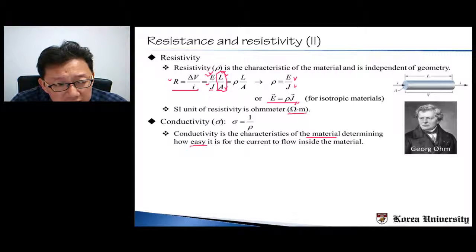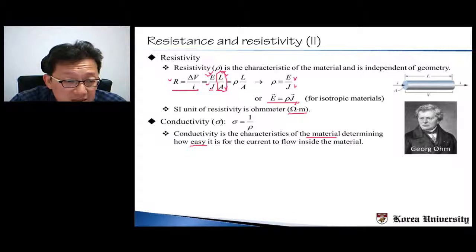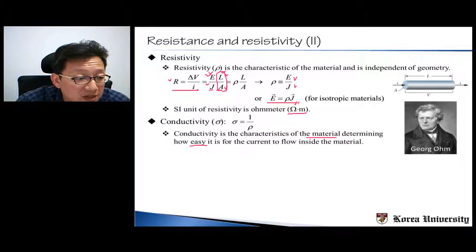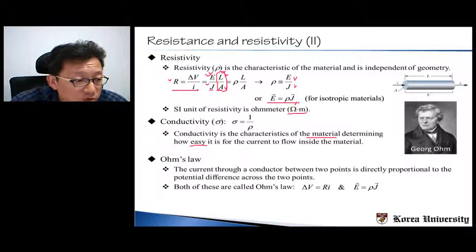And it's not written here, but you can also think about conductance, which is the inverse of resistance. So what can you say about conductance? Now, conductance is a characteristic of the object, determining how easy it is for the current to flow inside this object, right? Okay, can you understand what I mean by that? Okay, I hope you do.